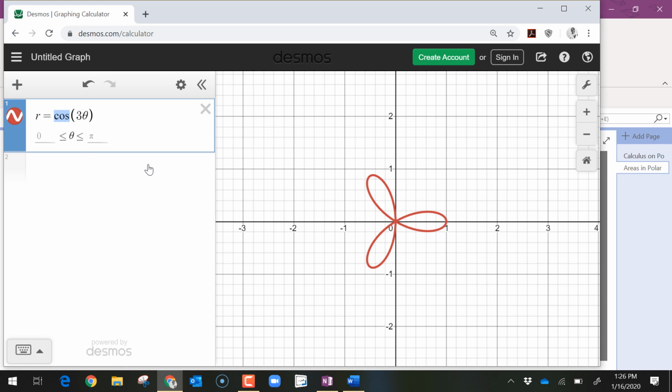Look at the cosine. Cosine 3 theta has 3 leaves. Let's change it into sine. Oh, it also has 3 leaves. But you see where it starts and how it looks different, right?